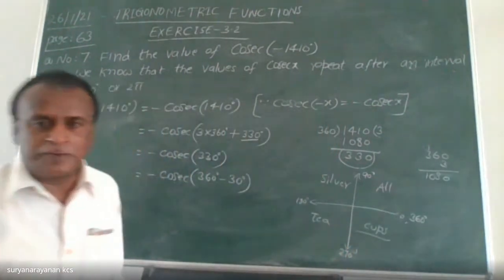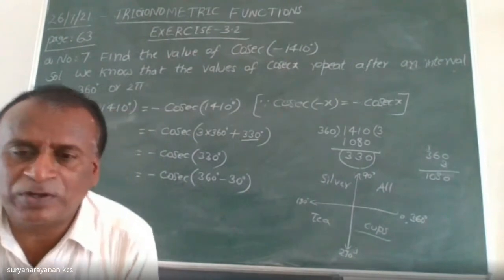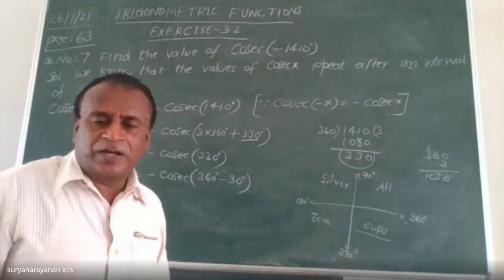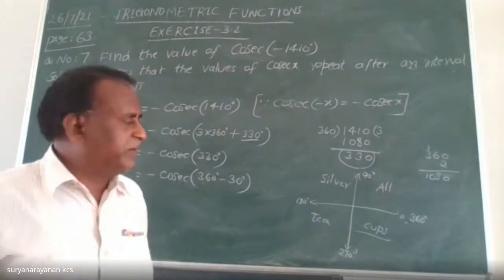All silver teacups. In the fourth quadrant, yes, cos and its reciprocal secant. Yes, very good, Priya. Very good, Amma. Very good. Cos and secant. Very good, my dear Percy.